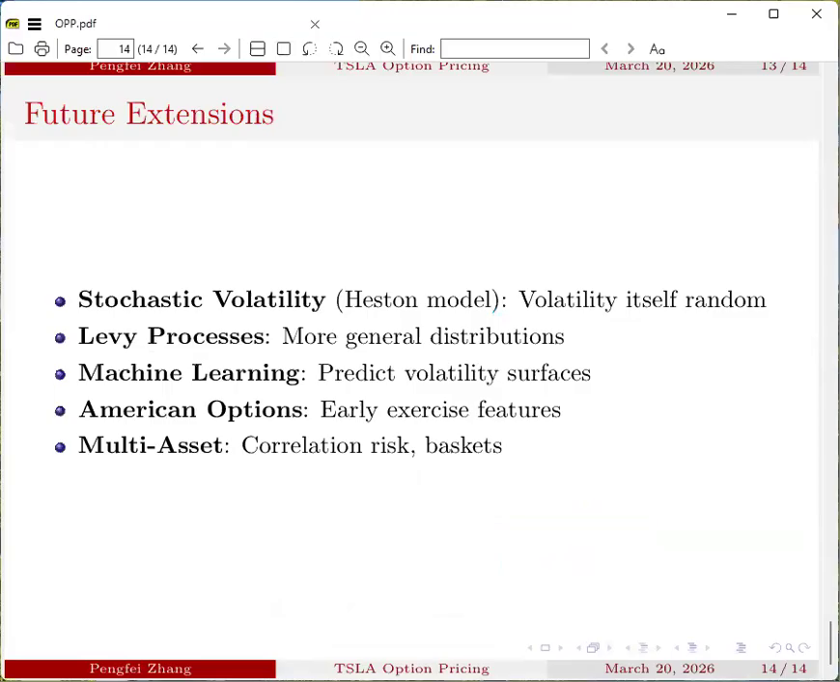There are several extensions. The Heston model, which treats the volatility as a stochastic process, and market observations often indicate heavy tails, which motivate the use of more general distributions. And machine learning, which can estimate the volatility surfaces with greater flexibility. We can also study American options, which allow early exercise, and multi-asset hedging for illiquid markets. These are the directions for future work.